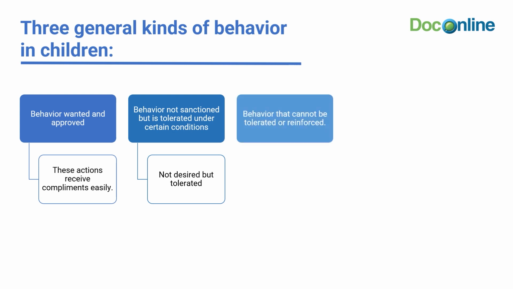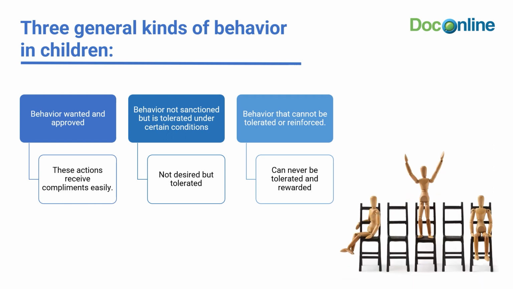Third, there are other kinds of behaviors which cannot and should not be tolerated or rewarded. They include actions that are harmful to the physical, emotional, or social well being of the child, the family members, and others. They may be forbidden by law, ethics, religion, or social norms. These might include very aggressive or destructive behaviors like stealing, truancy, smoking, or substance abuse.